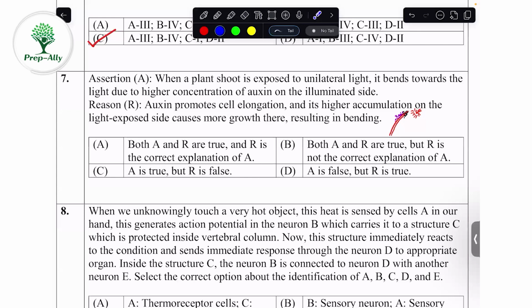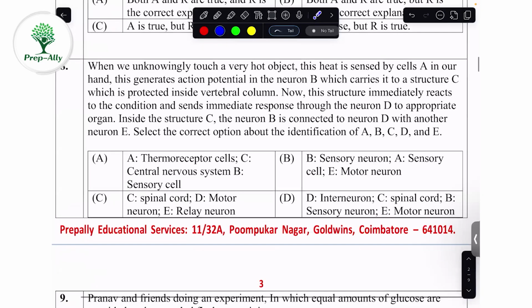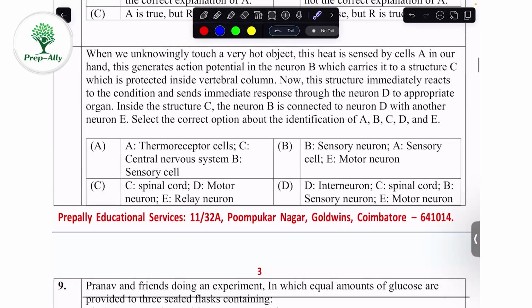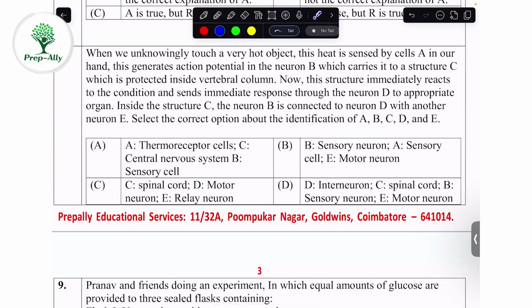Eighth question. When we unknowingly touch a very hot object, this heat is sensed by cells A in our hand. This generates an action potential in neuron B, which carries it to structure C, which is protected inside the vertebral column. Now, this structure immediately reacts to the condition and sends an immediate response to neuron D, to some appropriate organ. Inside structure C, neuron B is connected to neuron D with another neuron. Select the correct option about the identification of A, B, C, D, E.